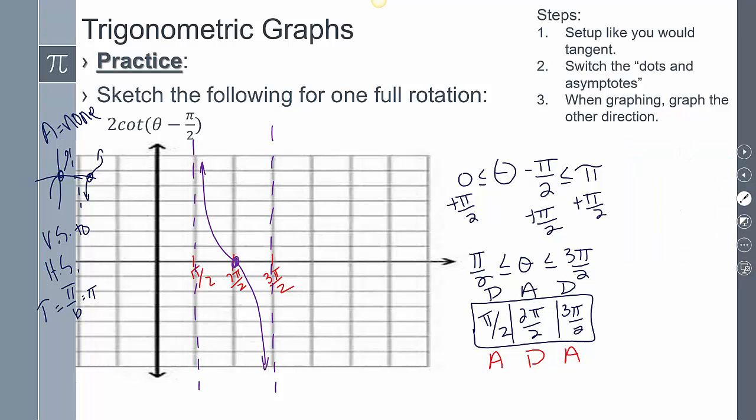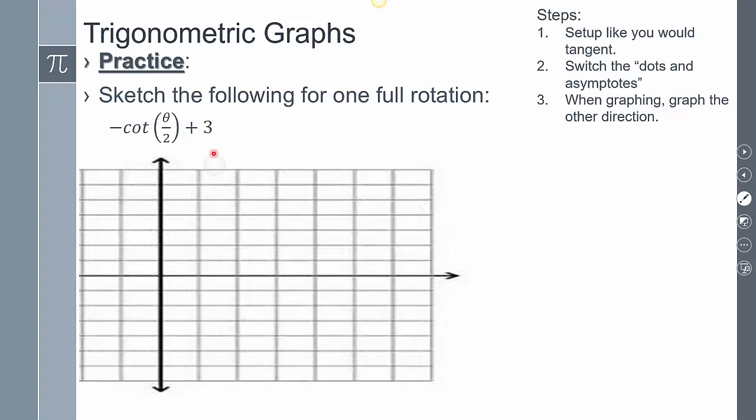The first step is I set it up like I would tangent. I described it. I found all the basic information that would normally be on a tangent. Then step 2, instead of being dad, it's Ada. So I switched the dots and asymptotes. And then when graphing it, I graphed it in the other direction. So normally, instead of going this way, it now went this way. And so that's why it was graphed in this direction here. Let's look at another one.